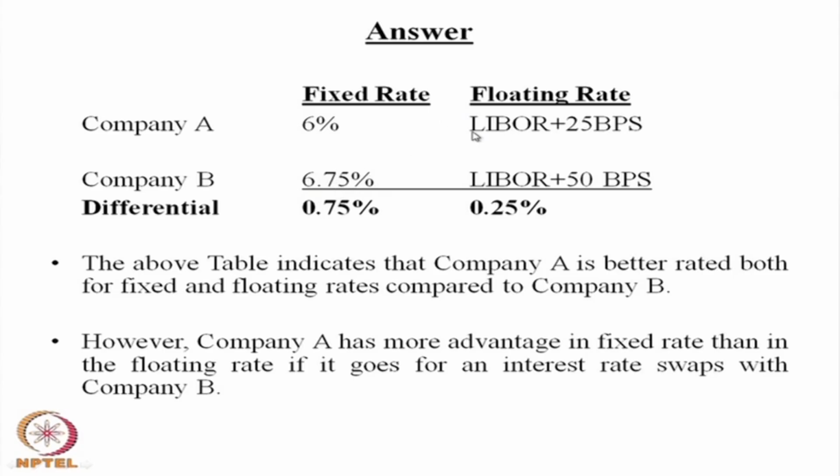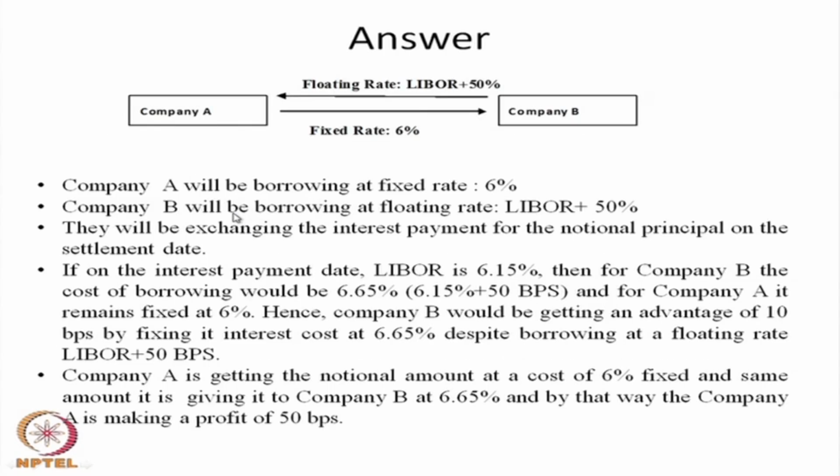LIBOR is highly volatile, so if it moves across the market, then there are possibilities that a transaction may take place, but its viability depends upon the fluctuation of LIBOR. However, the best transaction is the one where company A will borrow at 6% and company B will borrow at LIBOR plus 50 basis points. That transaction is profitable for both parties, but the second transaction may be profitable depending upon the LIBOR fluctuation. Let us do another problem.